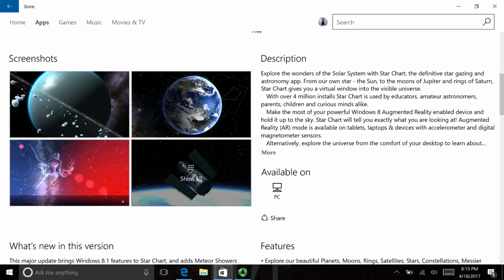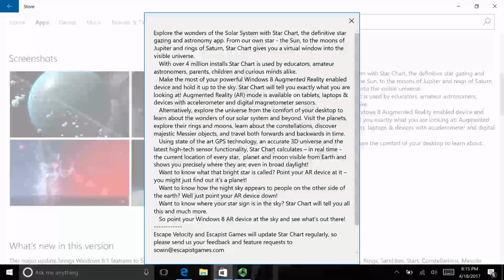So just briefly talking about the description here, this app basically lets you explore the solar system and look at the different planets and their moons and the constellations. And it also, what I thought was very cool, lets you travel both forwards and backwards in time. As a Christian teacher, this is definitely something that you would want to be careful with, depending on the age and the maturity of your students.